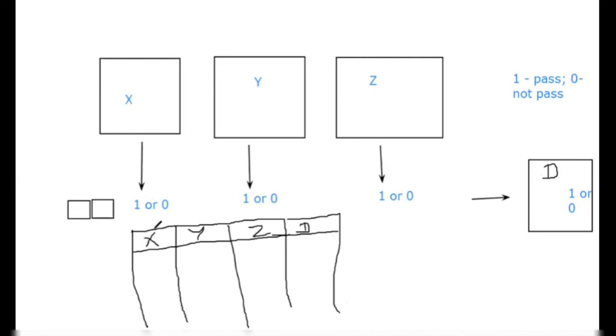So X can have 1 or 0, Y can have 1 or 0, Z can have 1 or 0. So how many combinations can I write? 0, 0, 0, 0, 0, 1, like that. 0, 1, 0. Like that, you can write the combinations and then look at manager's decision and put 0 or 1. At the end, you know his mechanism. Okay.